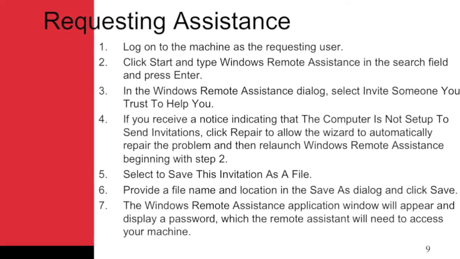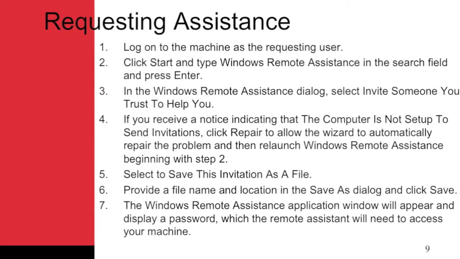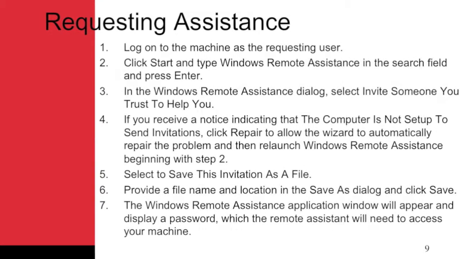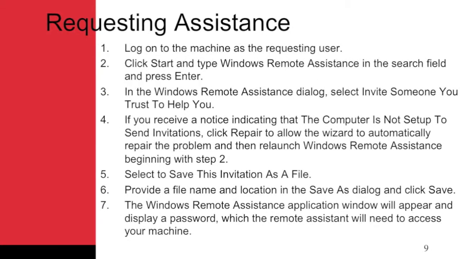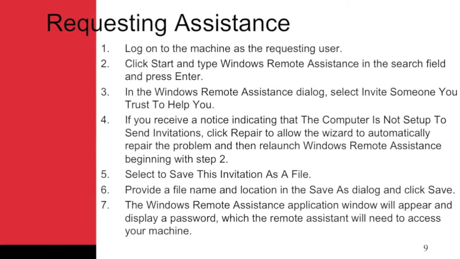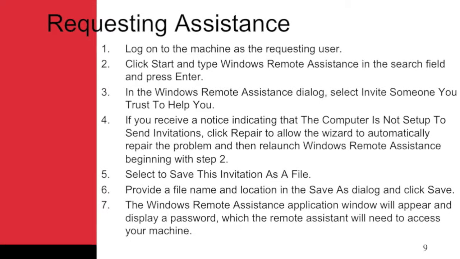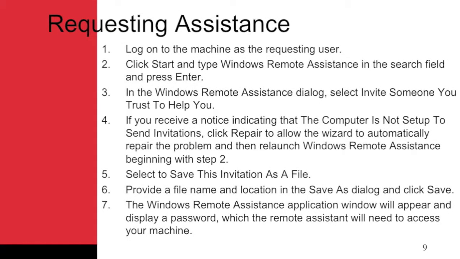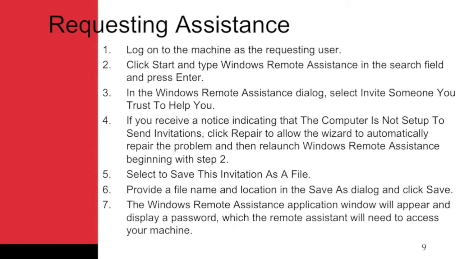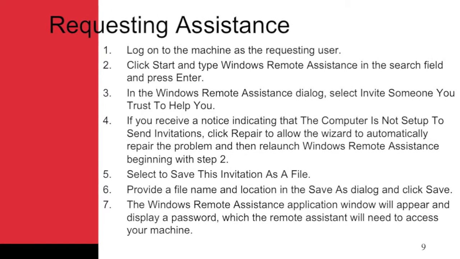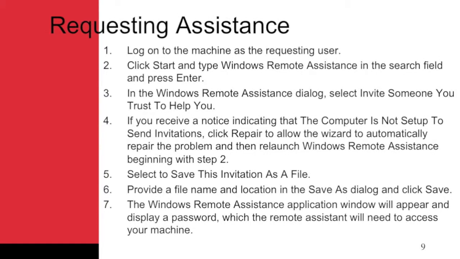Log on to the machine as the requesting user, click the Start button, type Windows Remote Assistance in the search field. Once the dialog box is open, you can select Invite someone you trust to help you. If you receive a notice indicating that the computer is not set up to send invitations, click Repair, and it will automatically repair the problem and relaunch the Windows Remote Assistance.